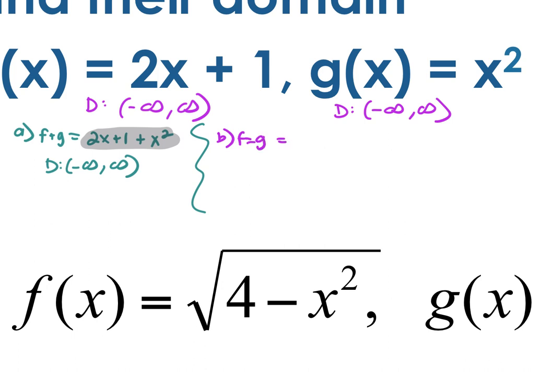All right, how about B, f minus g? This time we're saying 2x plus 1 minus x squared. Again, I can leave it just like that. Did I introduce any new restriction? No. So domain is still negative infinity to positive infinity.